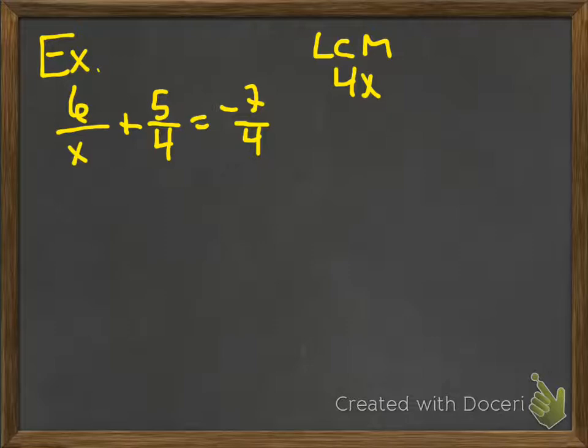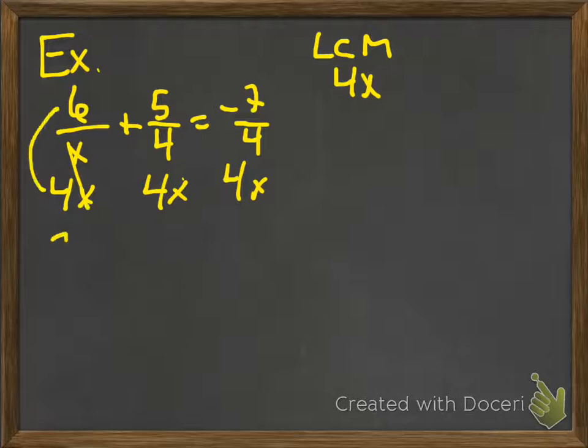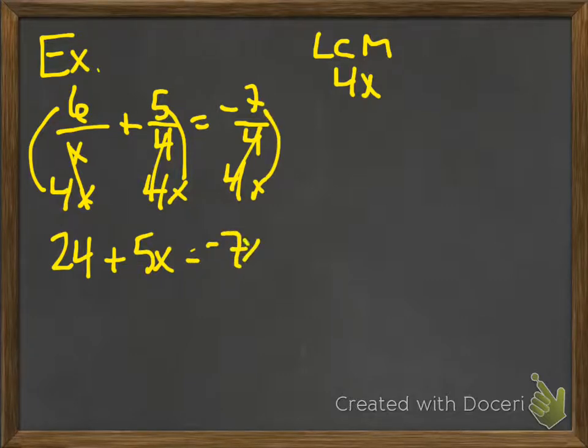Okay, so one more example dealing with the rational equations, and then I think we're looking at some application problems. 6 over x plus 5 over 4 equals negative 7 over 4. My least common multiple is 4 times x. Notice all I'm doing is multiplying the two unique denominators. So when I do my steps, the x's will cancel, leaving me 4 times 6, which is 24. The 4's cancel, leaving me 5 times x, which is 5x. And the 4's cancel, leaving me negative 7 times x, negative 7x.